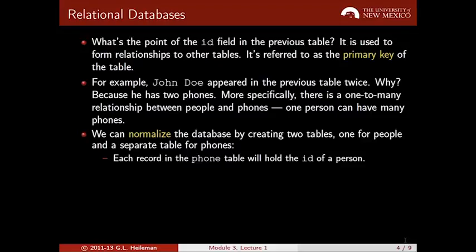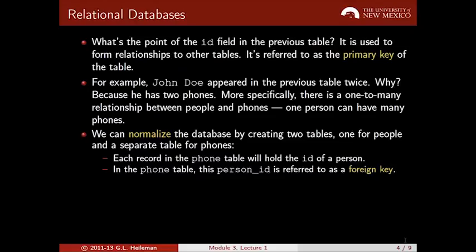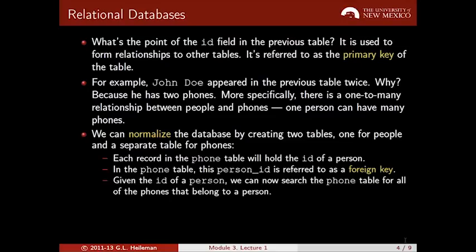Now, database normalization is really the process of removing redundancy or dependencies in the database. And usually this involves dividing a large table into smaller tables and then forming relationships between those tables. So in our case, each record in the phone table is going to hold the ID of a person. And that's going to be referred to as a foreign key. I'll show you that on the next slide. And given the ID of a person, we can now search this phone table and find all of the phones that belong to that particular person.